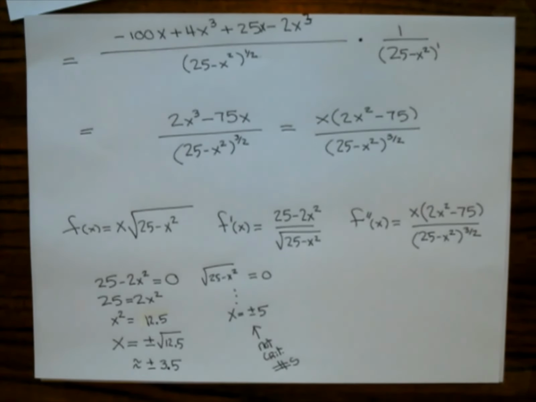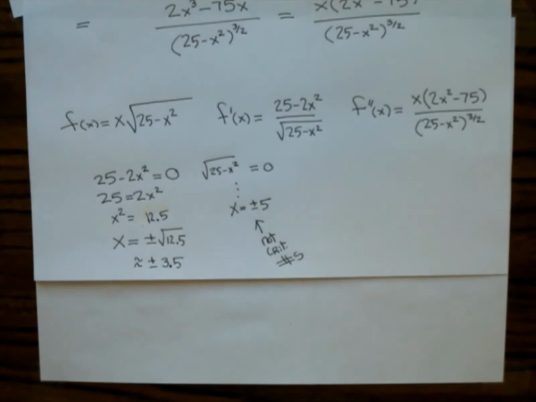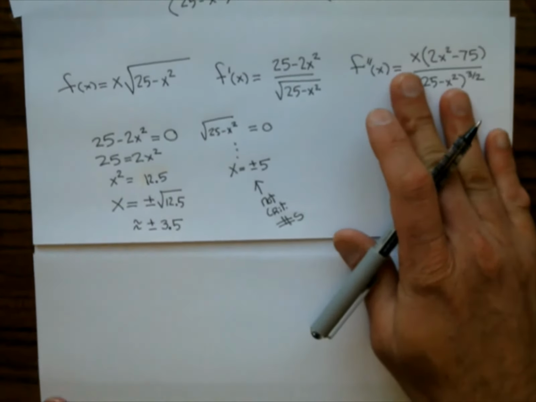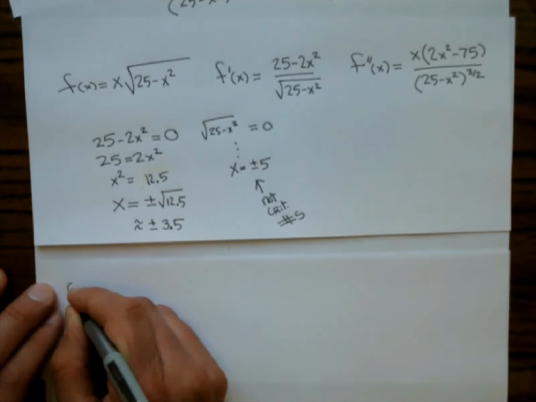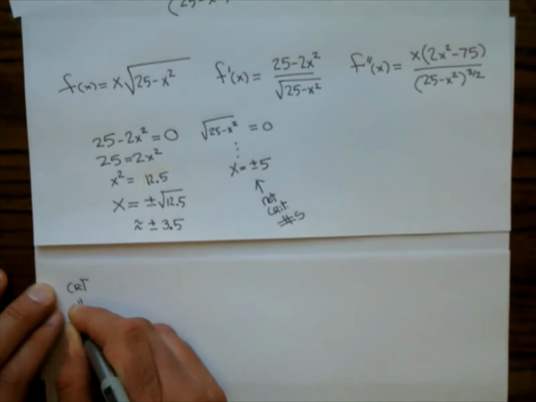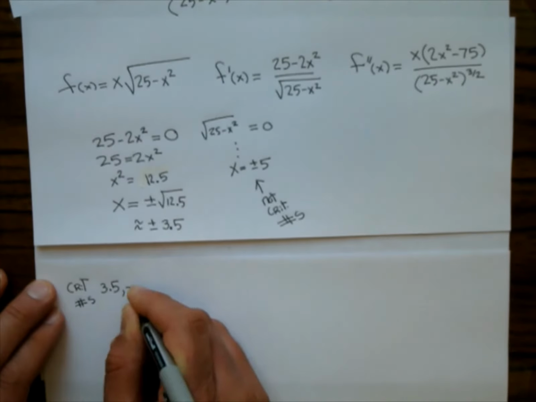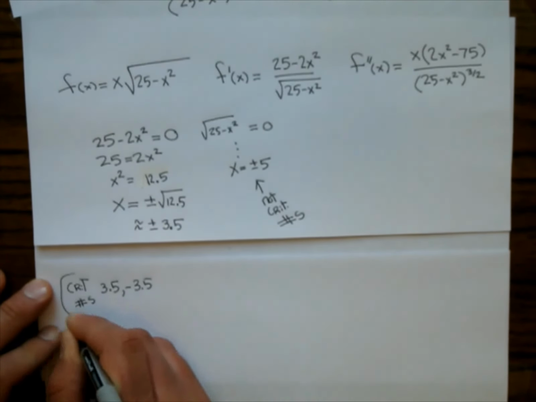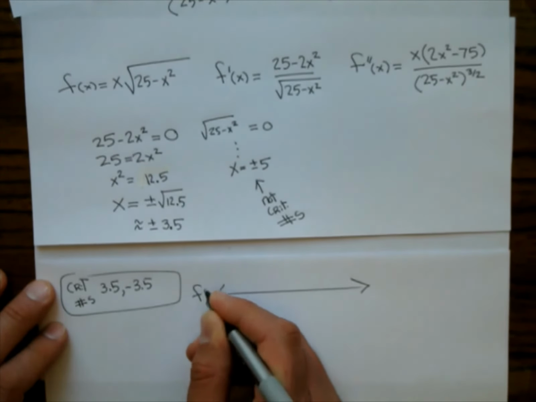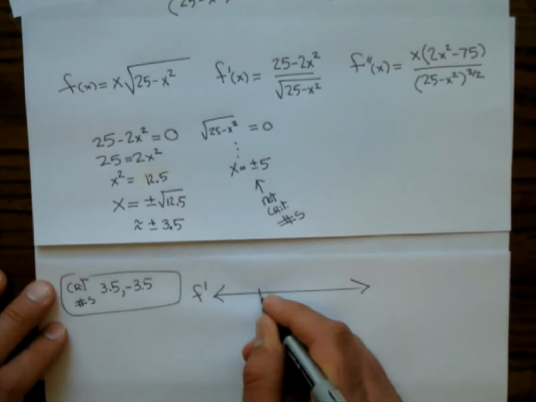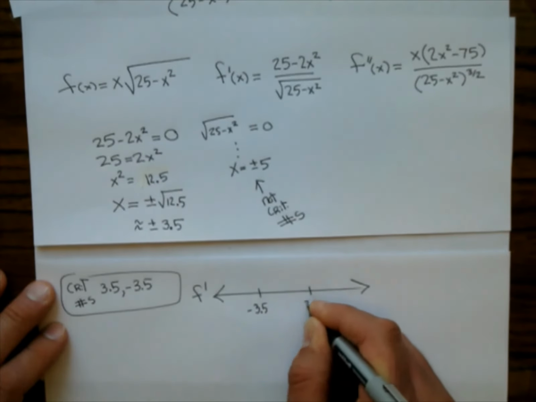Okay. So let's go ahead and put these guys on another piece of paper. Let's put our critical numbers. There's two of them. So, if they ask what are the critical numbers, you can say they are 3.5 and negative 3.5. We're going to go ahead and put them on a number line, the number line being labeled F prime. Here is negative 3.5, and then here is 3.5.